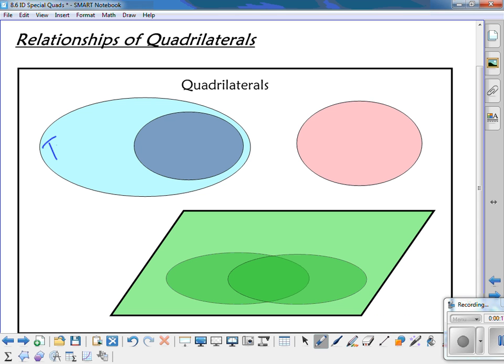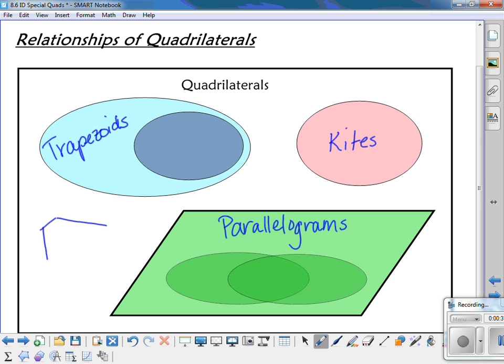We have trapezoids. We have kites. And we have parallelograms. And then if it's not any of those, if it's just a random quadrilateral, it would be outside of those figures.